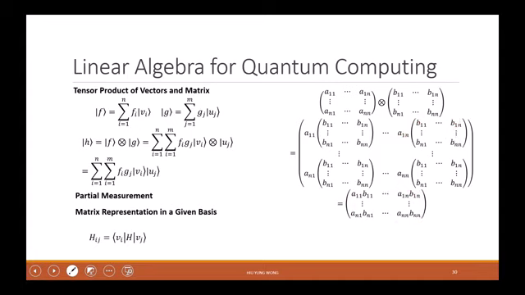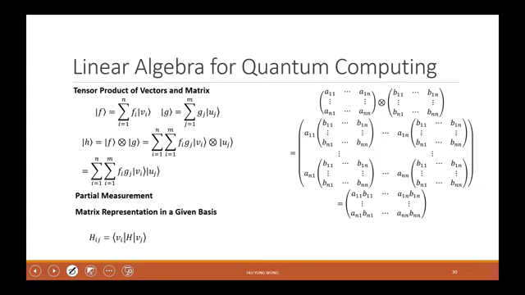We also learned the partial measurement. Partial measurement means that we have many qubits, and we only measure one qubit. Then you will collapse only the first qubit, and only the system states that contain the state the first qubit collapsed to will stay there, right?